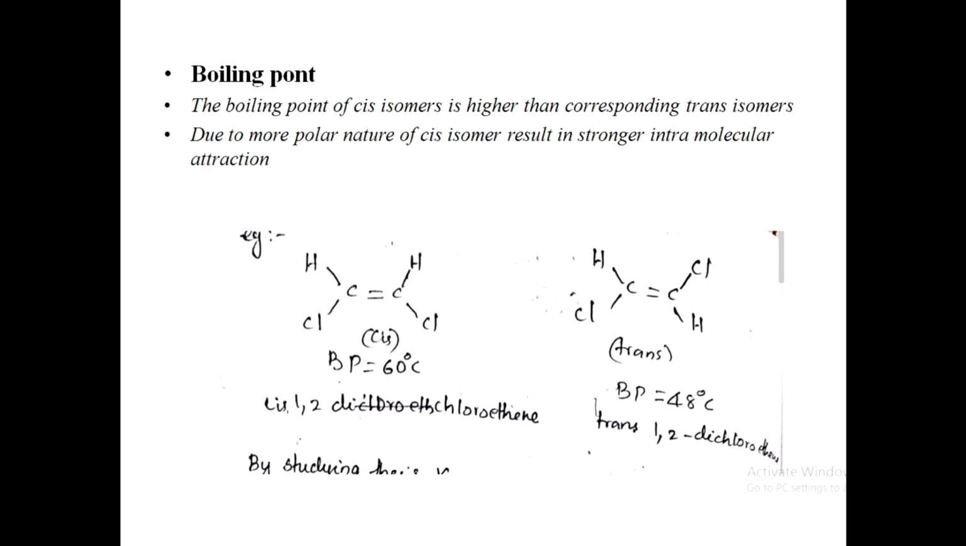Boiling point. The boiling point of cis isomer is higher than that of the corresponding trans isomer. This is mainly due to the polar nature of the cis isomer. It results in stronger intermolecular attractions. The examples are cis 1,2-dichloroethene and trans 1,2-dichloroethene, and the boiling point is more for cis because of its polar nature.